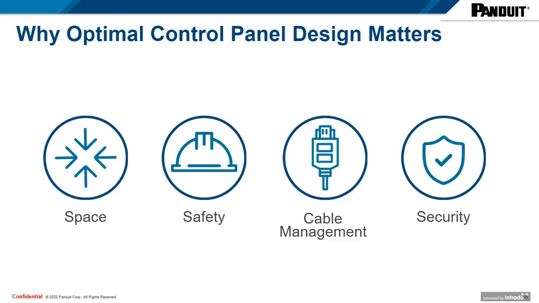Today's content will focus on 4 critical areas of control panel design, specifically space optimization, safety and risk mitigation, cable management and system reliability, as well as security and access control.